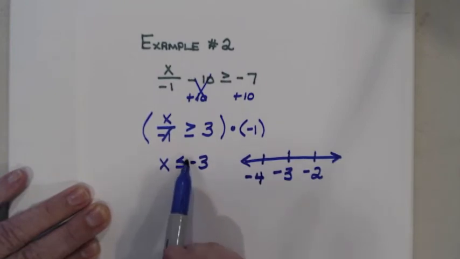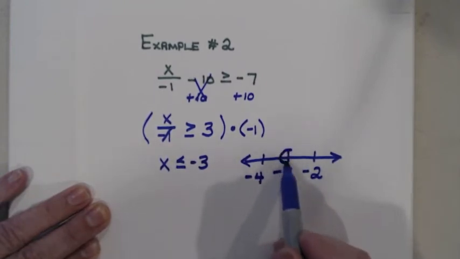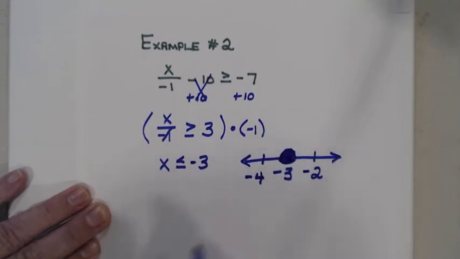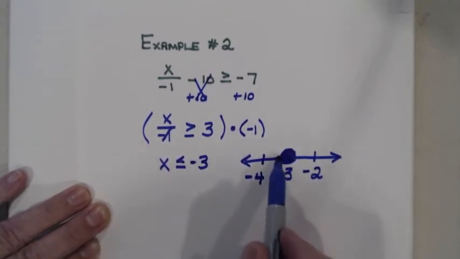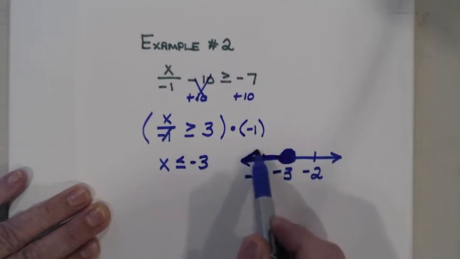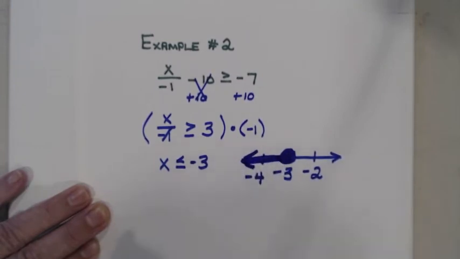Open or closed circle. I'll look at this symbol. Negative 3 is an answer, so I put a closed circle. And then all my answers are less than negative 3. That means I shade in this direction right here. All my answers are negative 3 and everything less than negative 3.